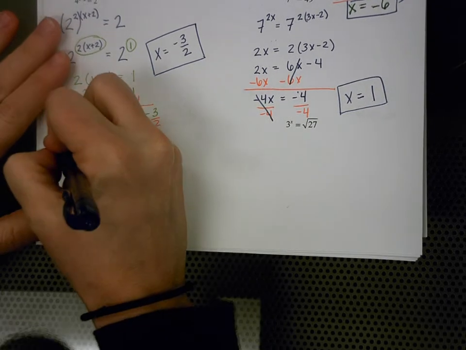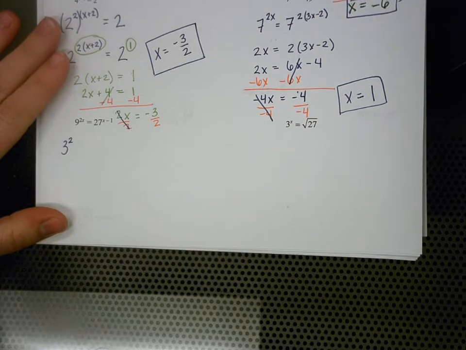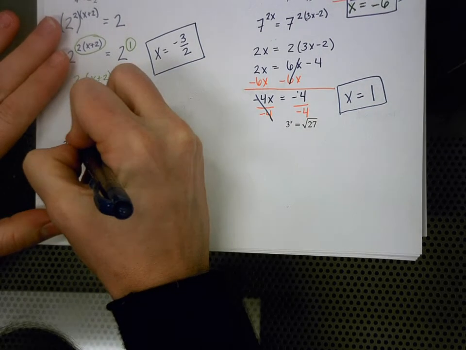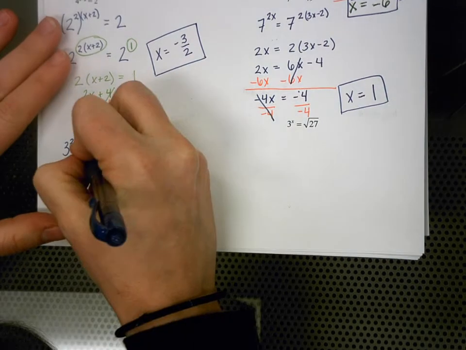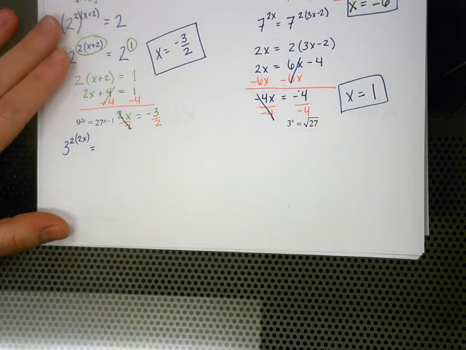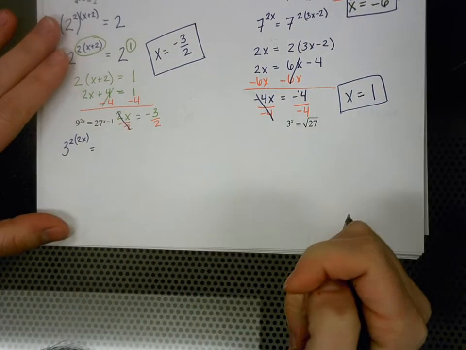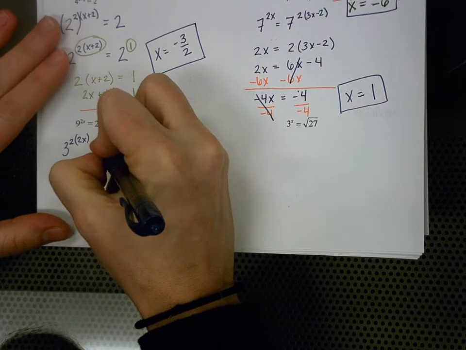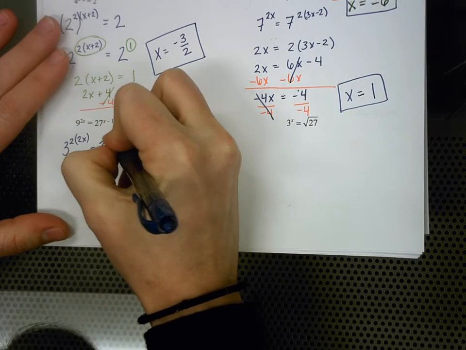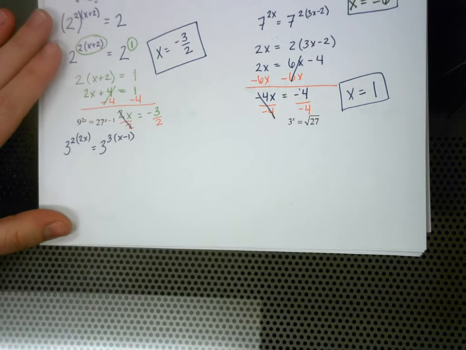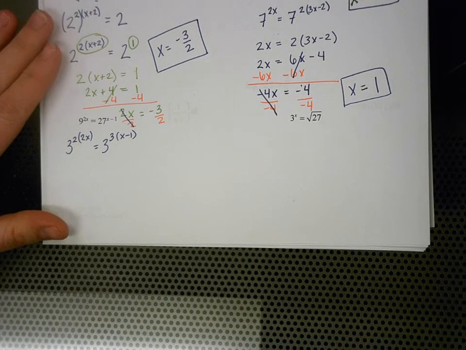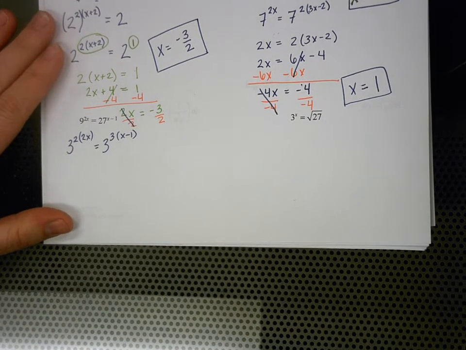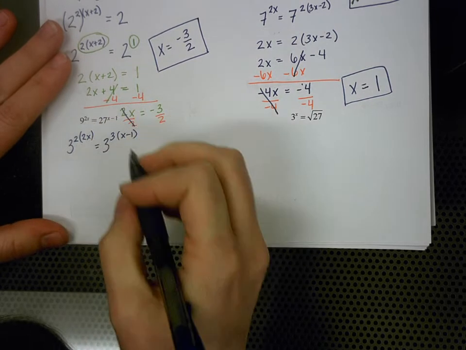You should have said 3 squared is 9. So we're going to multiply that by its exponent of 2x. How can I rewrite 27 with the base of 3? Because we want the bases to be the same, so it has to be a 3. You should have said 3 to the third. We multiply that by the existing exponent, x minus 1.